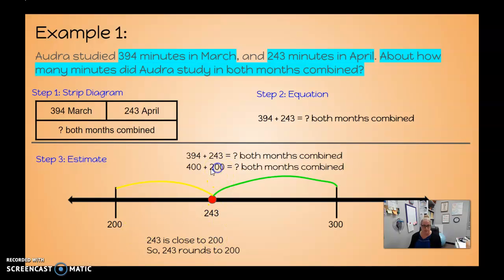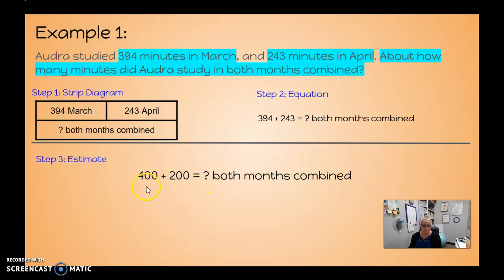So again, I'm going to put the 200 up here just to help me remember what problem I'm working on. Now you can see that I am working on 400 minutes plus 200 minutes, which is going to give me about how many minutes she did. So from here, I can either use base 10 blocks, I can use a number line, or maybe you just know, or you could use expanded form also. And I'm going to add 400 plus 200. Well, when I add 400 plus 200, I get 600. So I know that she read about 600 minutes combined in both months.